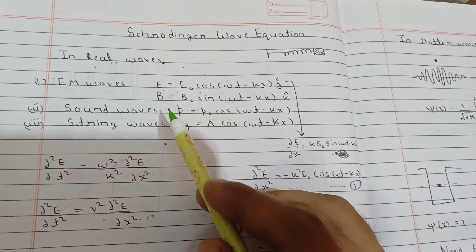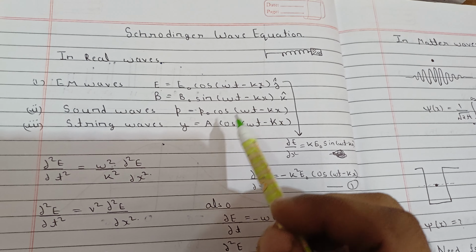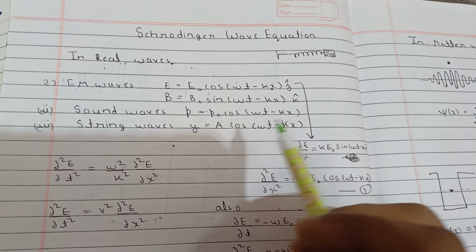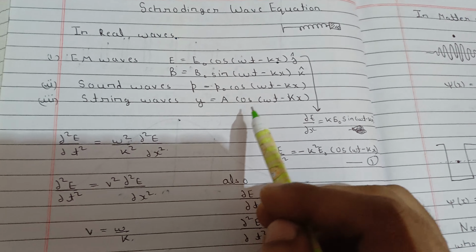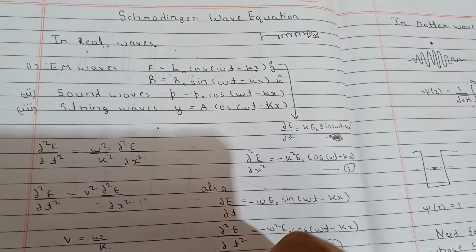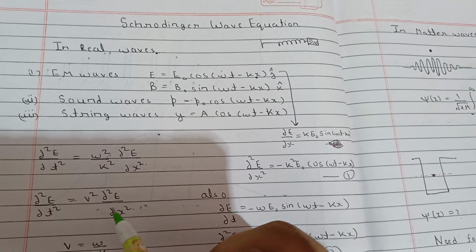For the electric field and magnetic field you get them from Maxwell's equations, and you can apply the same thing in that differential equation to get the sound waves and string waves. So the same single differential equation can give you all these equations. So let's see how to find that equation.